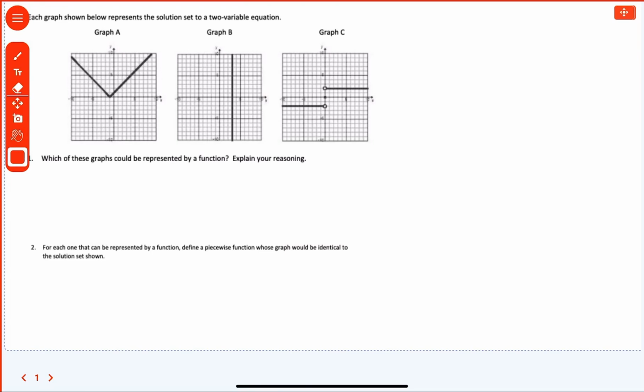This is Algebra 1, Module 3, Lesson 15, exit ticket. It says, 1. Each graph shown below represents the solution set to a two-variable equation. We got two variables. Which of these graphs could be represented by a function?